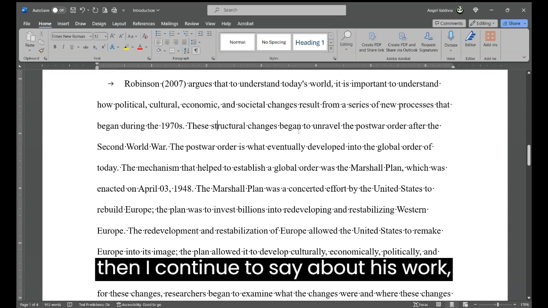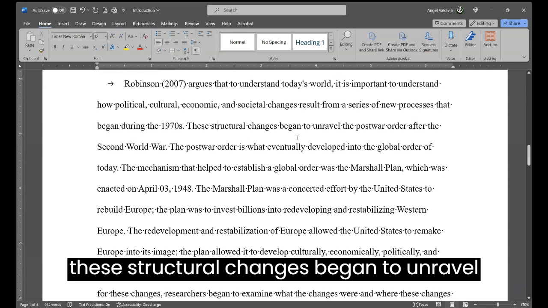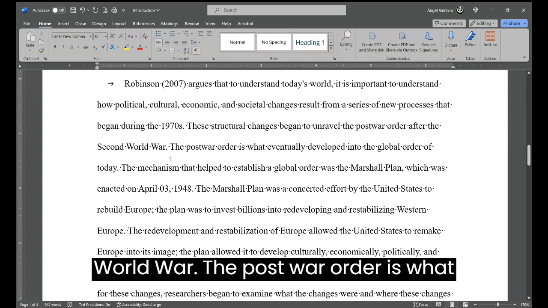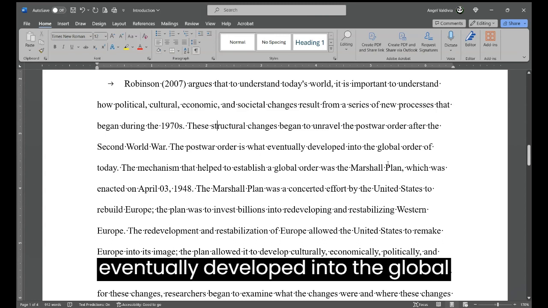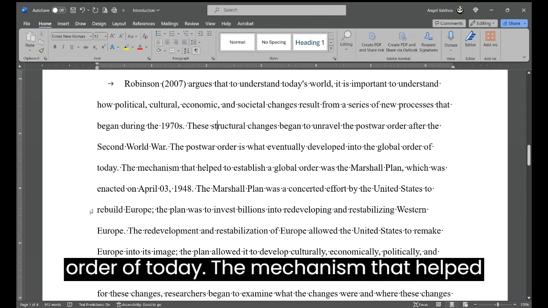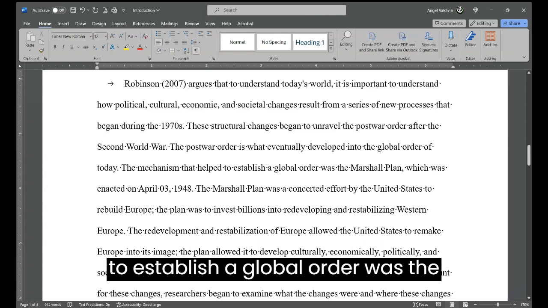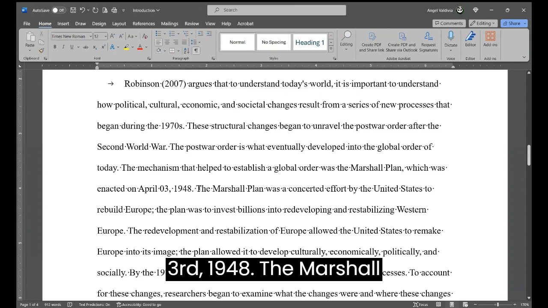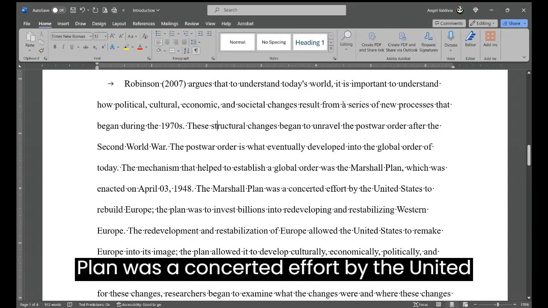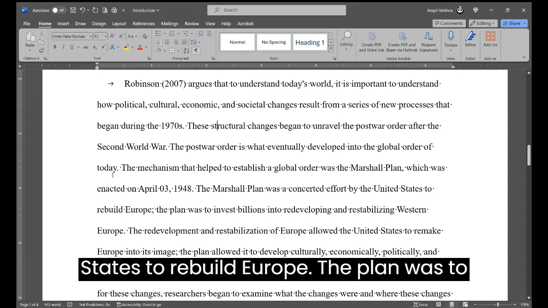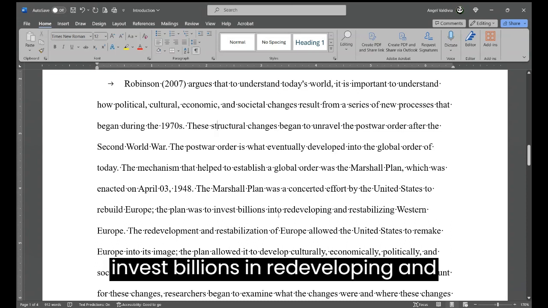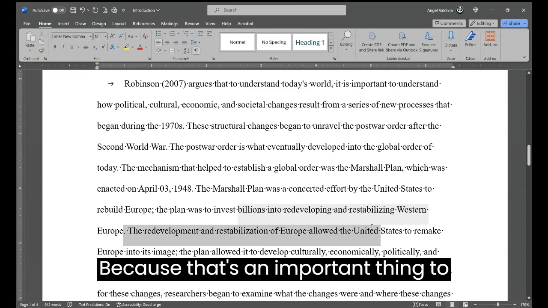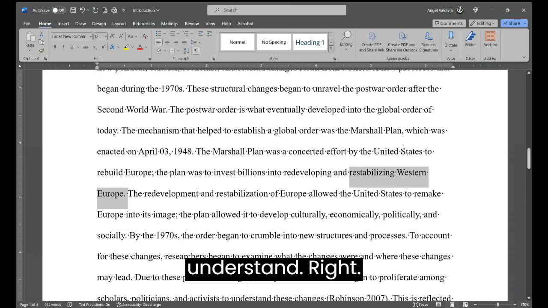And then I continue to say about his work. These structural changes began to unravel the post-world order after the Second World War. The post-war order is what eventually developed into the global order of today. The mechanism that helped to establish a global order was the Marshall Plan, which was enacted on April 3rd, 1948. The Marshall Plan was a concerted effort by the United States to rebuild Europe. The plan was to invest billions in redeveloping and restabilizing Western Europe. Because that's an important thing to understand.